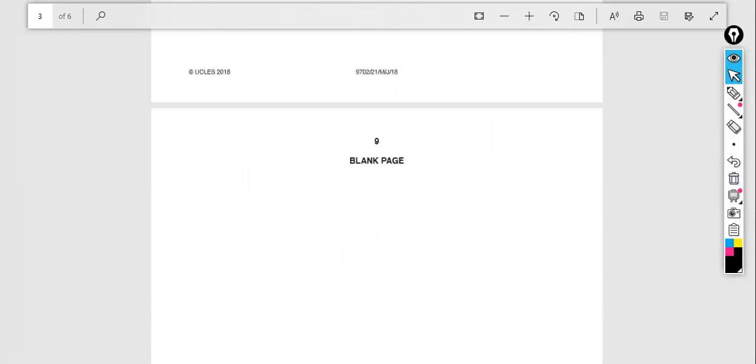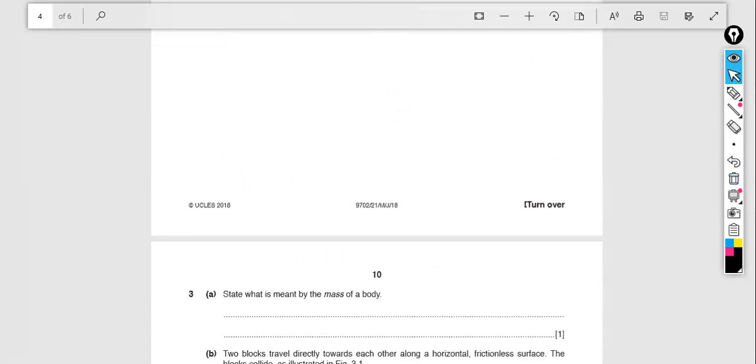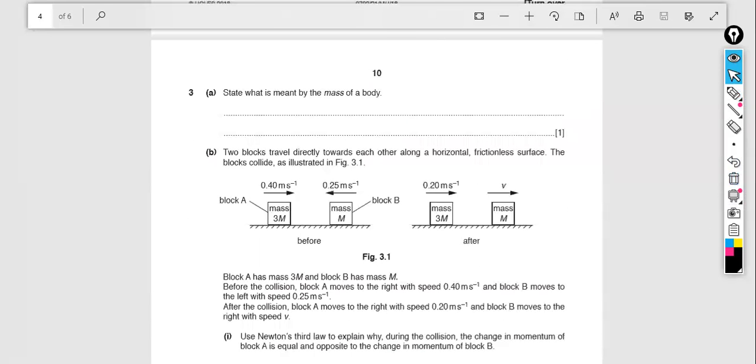Trash that. All right, a blank page. And then the rest of the quiz.